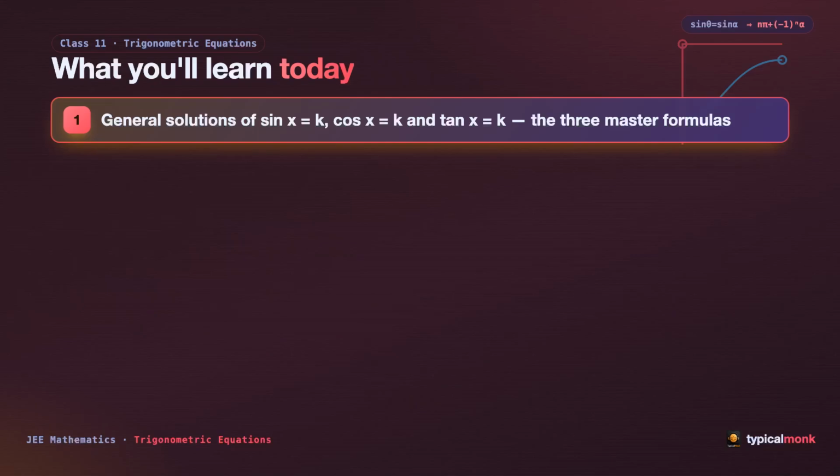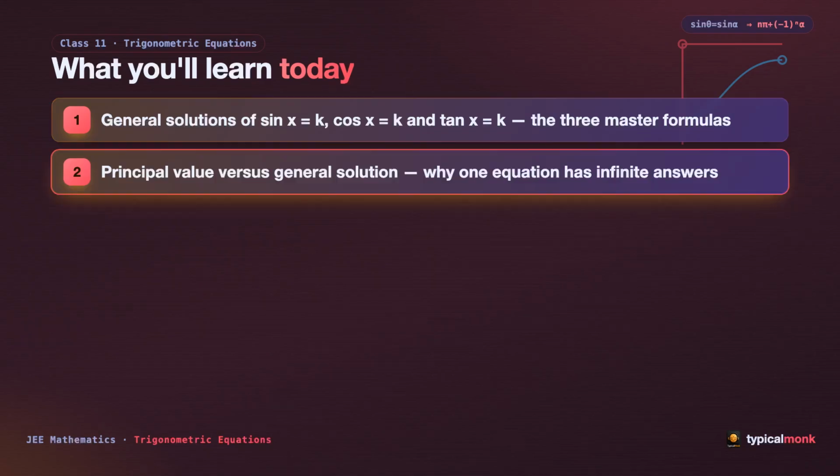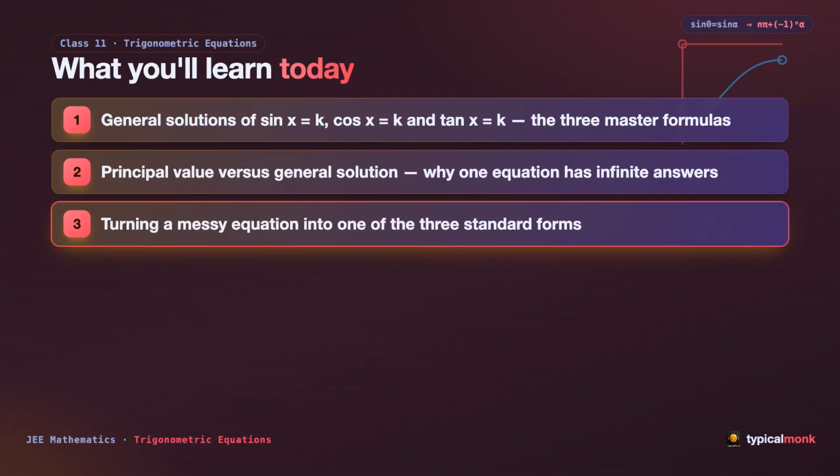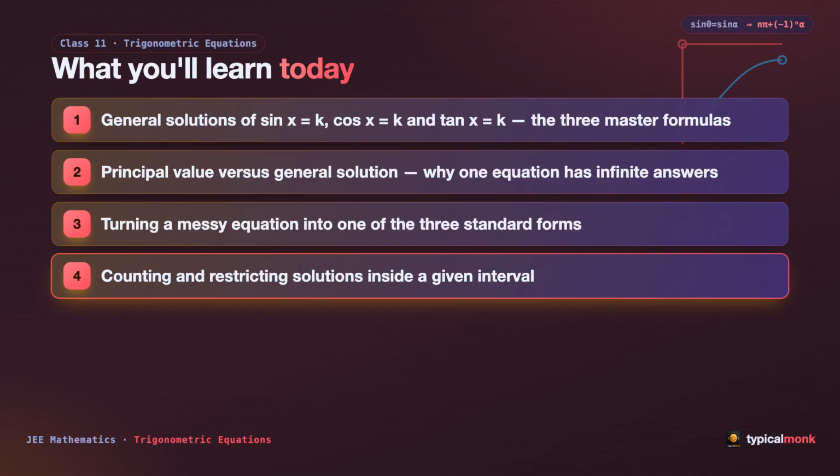So what will you carry home from today's class? First, the three master formulas. The general solutions of sine x equals k, cosine x equals k, and tangent x equals k. Second, the difference between a principal value and a general solution, and why one equation opens into infinitely many answers. Third, how to reduce a messy trigonometric equation down into one of those three standard forms. Fourth, how to count and restrict solutions so they fit inside a given interval.